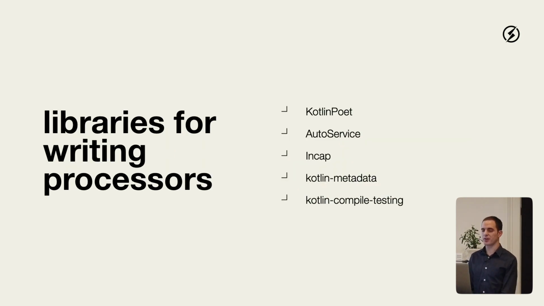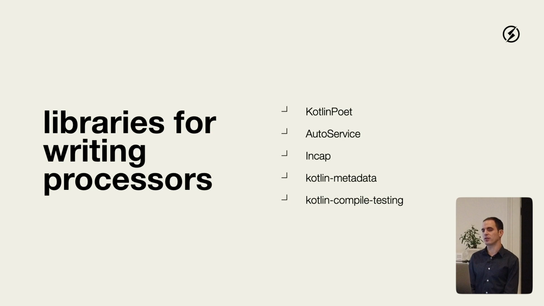If you are trying to write an annotation processor, it could be hard if you just look at that API, but you don't have to reinvent the wheel. There are libraries which can help you. The first and the most useful is KotlinPoet. This is by Square. This can generate Kotlin source code dynamically. Also, you can use AutoService, which can be used to automatically register annotation processors. There is an incap library, which can help write incremental processors, and the Kotlin metadata library, which can extract that very strange information from the Kotlin metadata annotation in a type-safe manner.